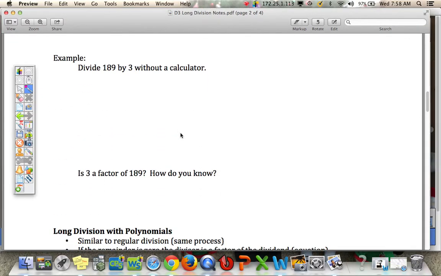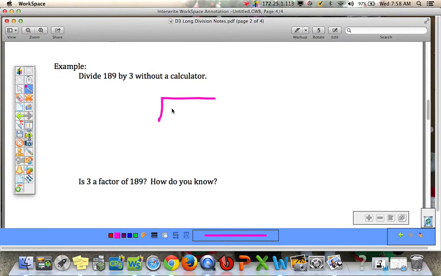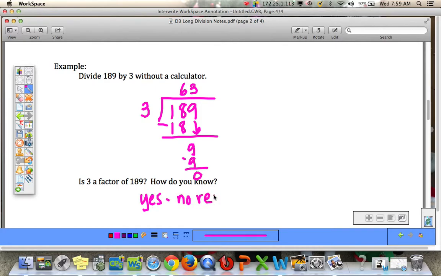Example, divide 189 by 3 without a calculator. So we have 189 divided by 3. Does 3 go into 1? No. Does 3 go into 18? Yes, it does. It goes in 6 times. So 6 times 3 is 18, and then we subtract or do the opposite. We get 0, so then we pull down the 9. Does 3 go into 9? Yes, it does. 3 times. 3 times 3 is 9. When you subtract, you get no remainder. So we know that 3 times 63 is 189. So is 3 a factor? Yes. There's no remainder.